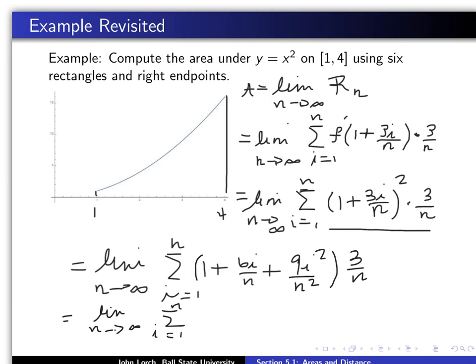So if we multiply through by 3 over n, we're going to get this. We'll get 3 over n plus 18i over n squared plus 27i squared over n cubed.